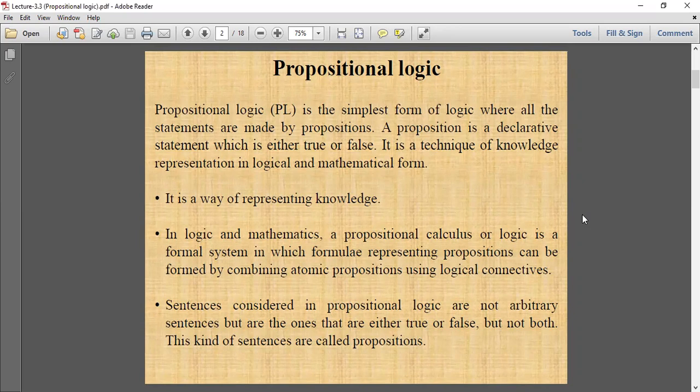In logic and mathematics, a propositional calculus or logic is a formal system in which formulas representing propositions can be formed by combining atomic propositions using logical connectives. Sentences considered in propositional logic are not arbitrary sentences, but are the ones that are either true or false, but not both. This kind of sentences are called propositions.